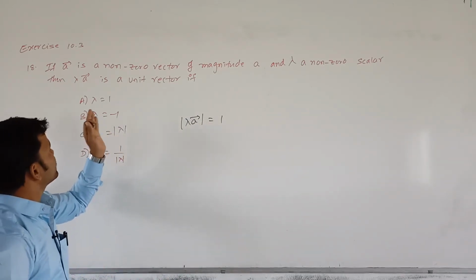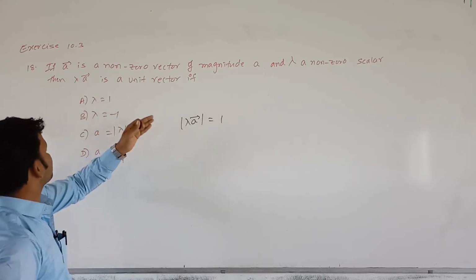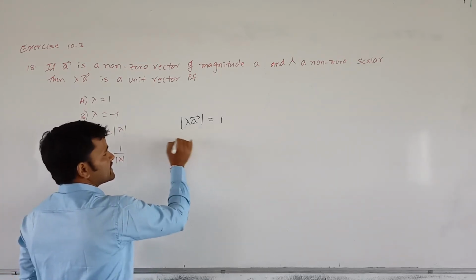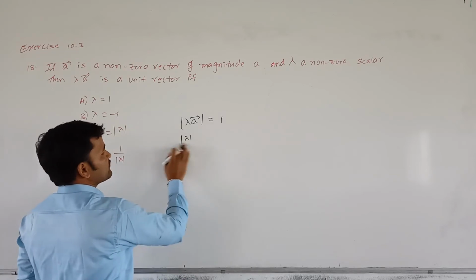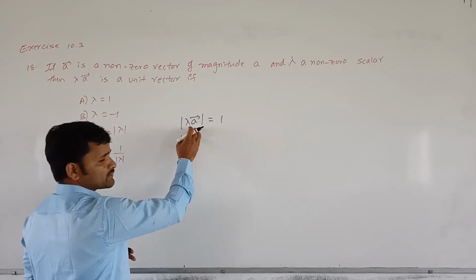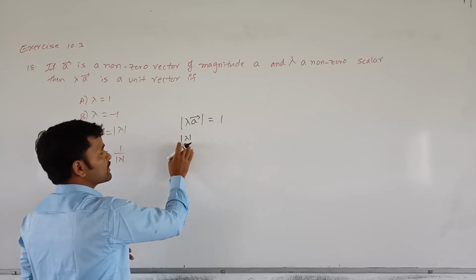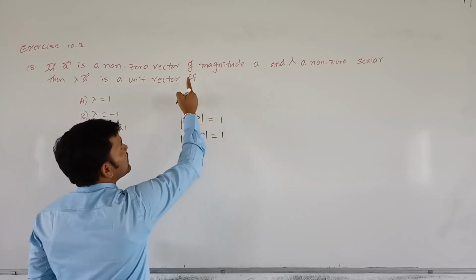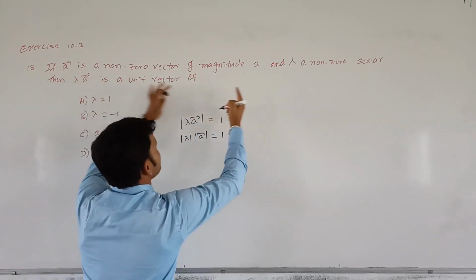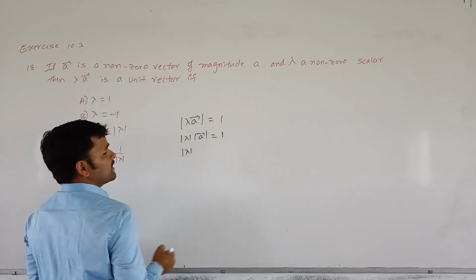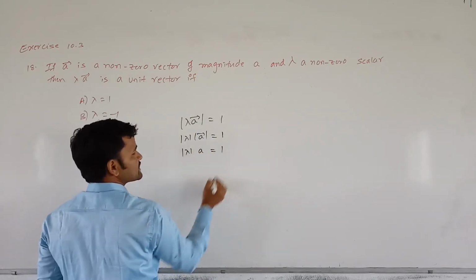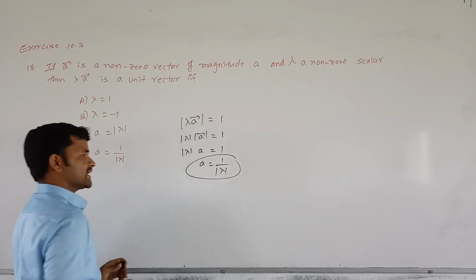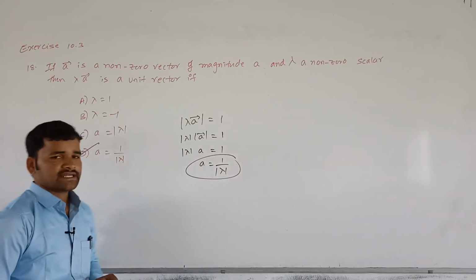Now, what is the condition that satisfies here? Very simple it is. You can write it like a modulus, because it is magnitude, magnitude in the sense positive. Here you should write a modulus. Modulus of lambda into magnitude of vector A is equal to 1. They have given you magnitude is A, so modulus of lambda into A is equal to 1. Now, A is equal to 1 divided by modulus of lambda. This is correct. So, option D is correct here.